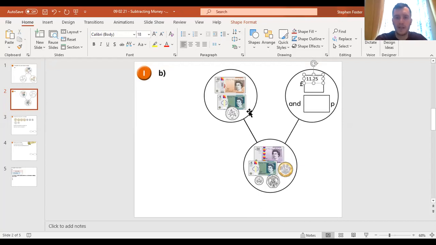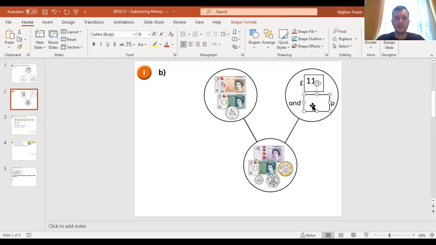But I haven't taken away that 10 pence yet, which is why I've put 25 pence there to help me. So £11 and 25 pence, take away 10 pence would be £11, and 25 take away 10 pence would be 15 pence. So £11 and 15 pence. Type that in again. There we go. Well done if you got that one.